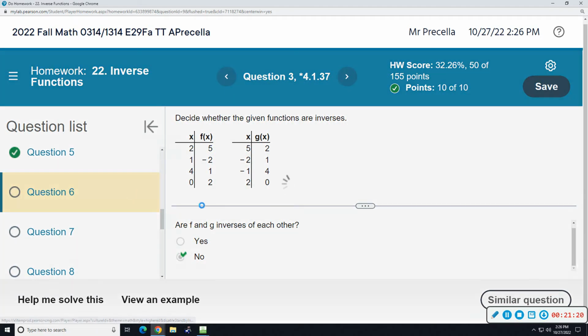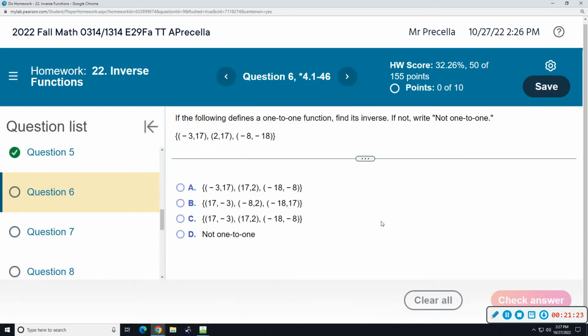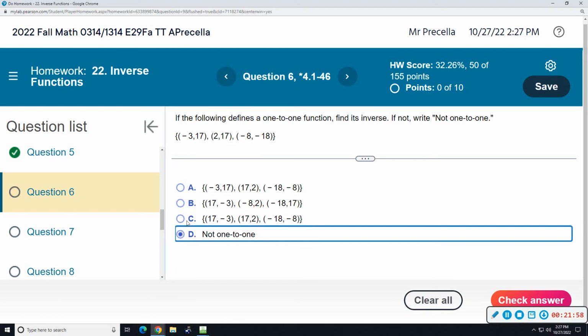Number 6. First of all, is it 1-to-1? If the following defines a 1-to-1 function, find its inverse. It is not 1-to-1. Be careful. We have repeated y values. Negative 3 is assigned to 17, and positive 2 is also assigned to 17. You have repeated y values, so this is not 1-to-1.